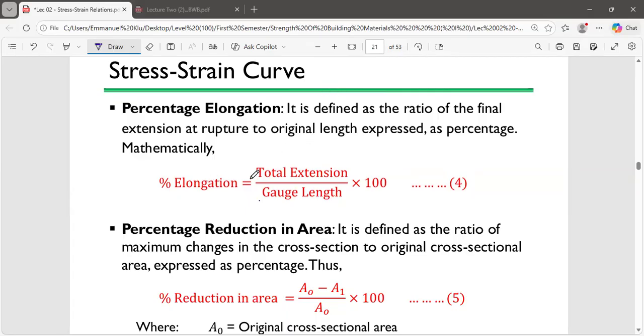Yes. So we said elongation is equal to total extension over the gauge length, expressed as a percentage. That is how you are seeing this over here. Let's come back to the definition. Percentage elongation is defined as the ratio, and ratio means something over something, of the final extension, or you can say total extension at rupture, to original length, expressed as a percentage. Expressed as a percentage means times 100.